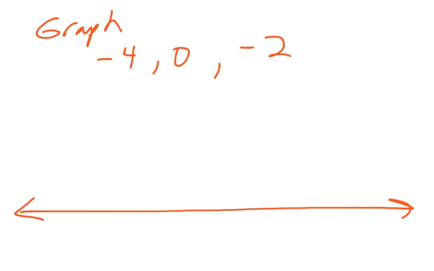So let's say we're given a problem that asks us to graph the numbers -4, 0, and -2 on a number line. Okay? So when you graph a number on a number line, you just put a dot or a point where it's located. So I'm going to make a number line, put 0 in the middle, and put some positive numbers over here, and some negative numbers over here.